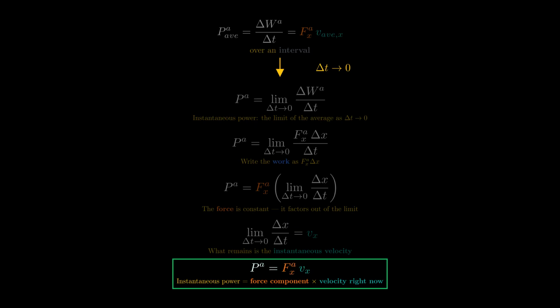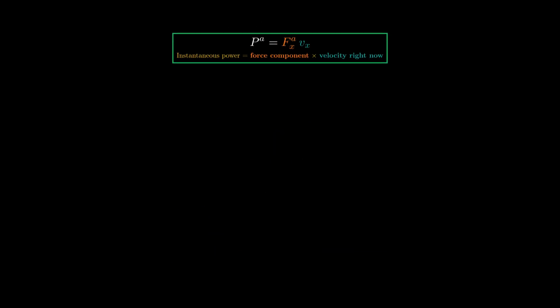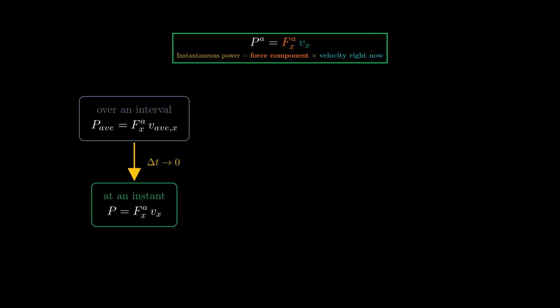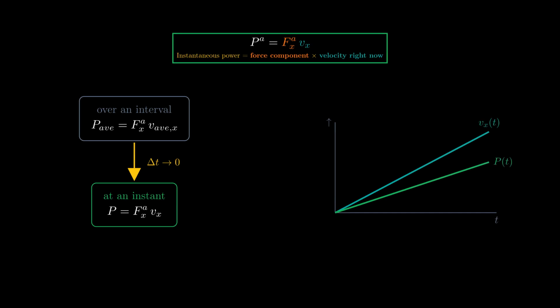The force component along the motion times the velocity right now. It has the same shape as the average power formula, with the average velocity replaced by the instantaneous one. And since velocity changes from moment to moment, the power delivered by even a perfectly constant force can change over time. The next example turns that observation into numbers.